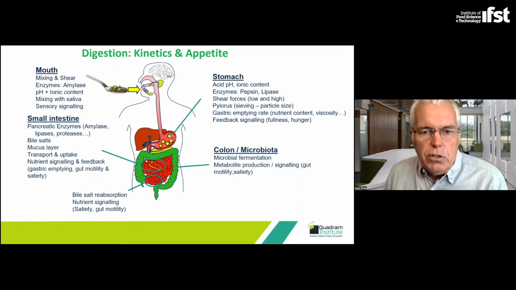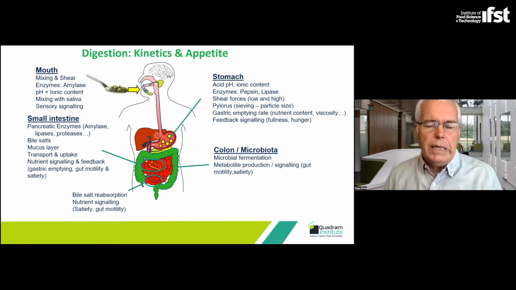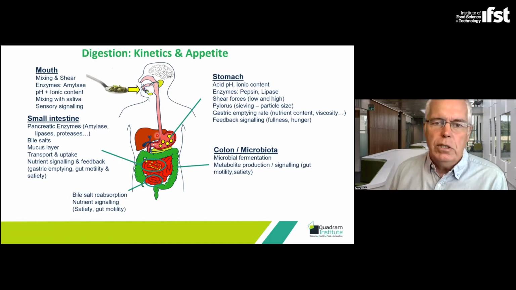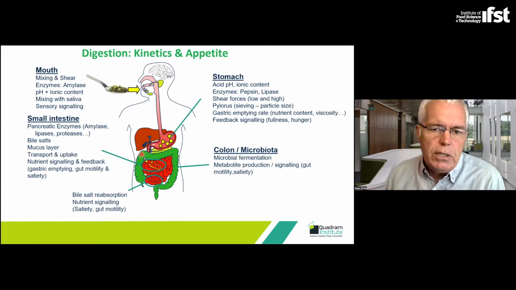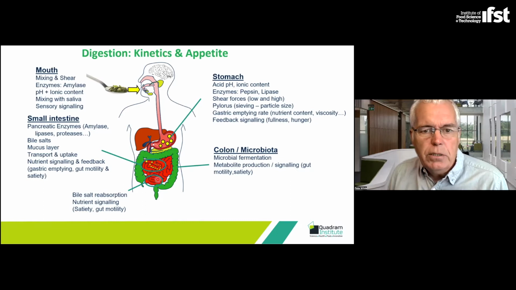This passes into the stomach, where there are more enzymes, and the stomach is a holding tank for our food, where it starts to break down. There are some enzymes, some mixing, and acid pH, and then the food is gradually emptied out of the stomach into the intestine, where the main site of digestion and absorption takes place.